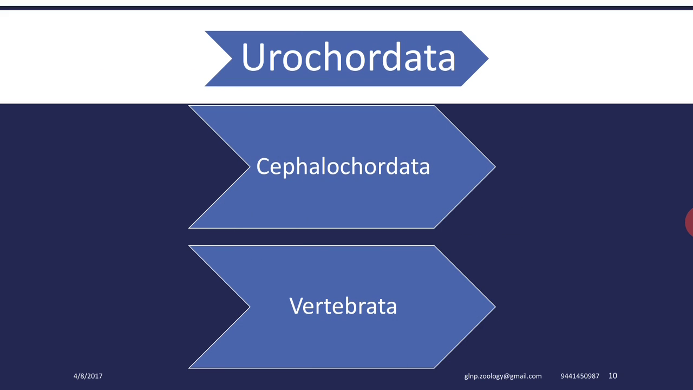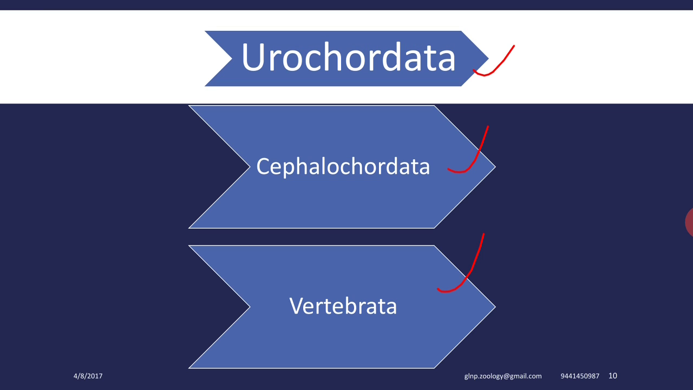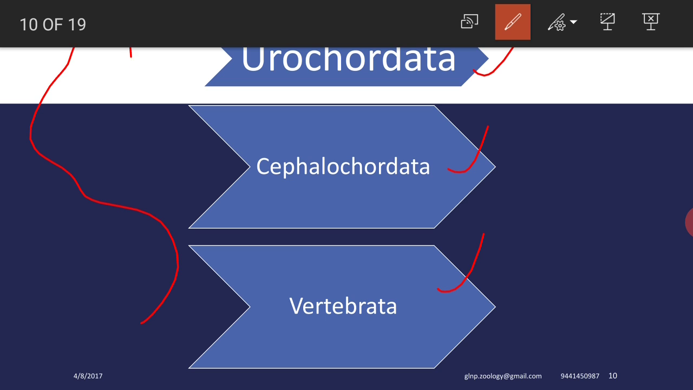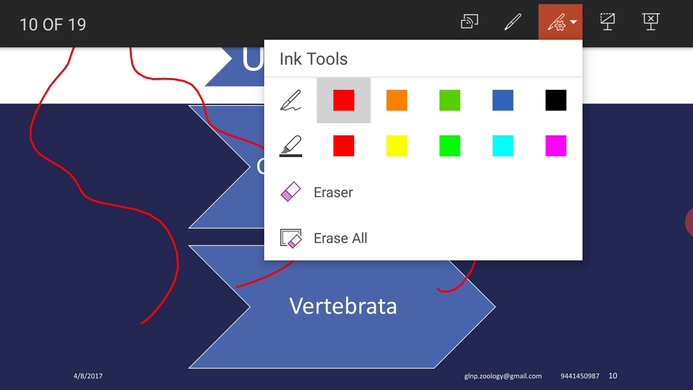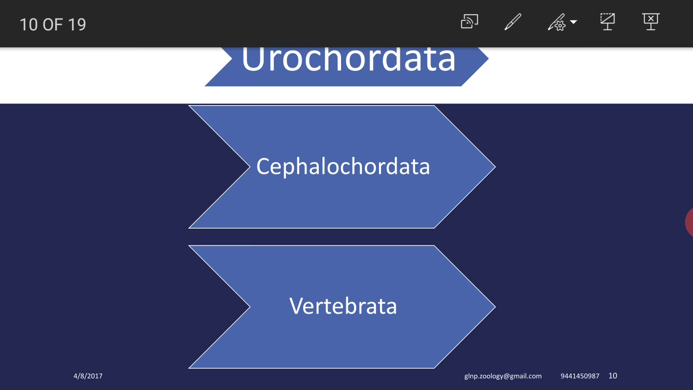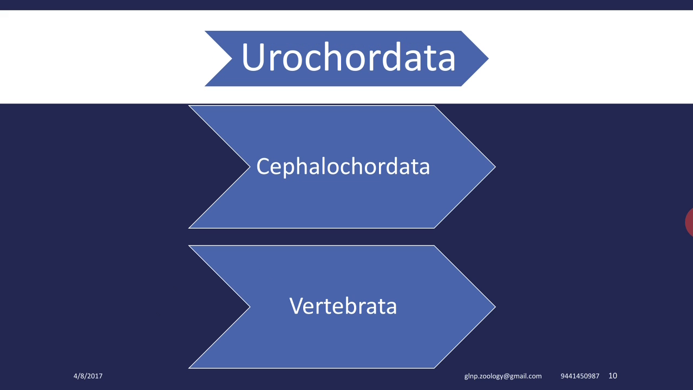And coming to the classification, the chordates are classified into urochordata, cephalochordata, and vertebrata. Urochordates are those chordates where the notochord is confined only to the tail region, and these urochordates are commonly called sea potatoes. They look like this, of course, and they contain one peculiar structure called endostyle, which is the forerunner of vertebrate thyroid gland. And all these urochordates exhibit retrogressive metamorphosis.